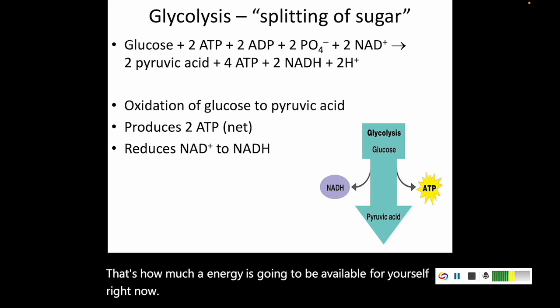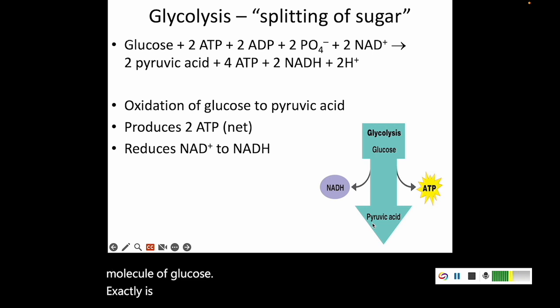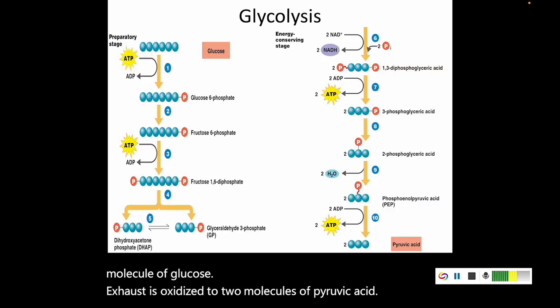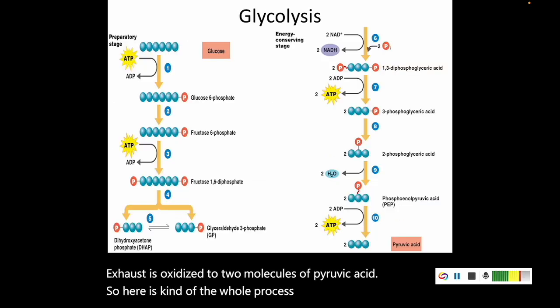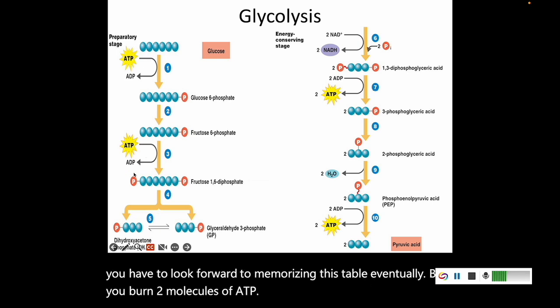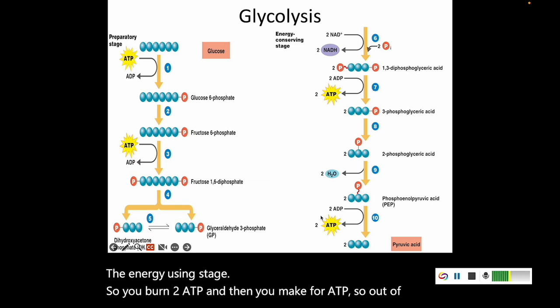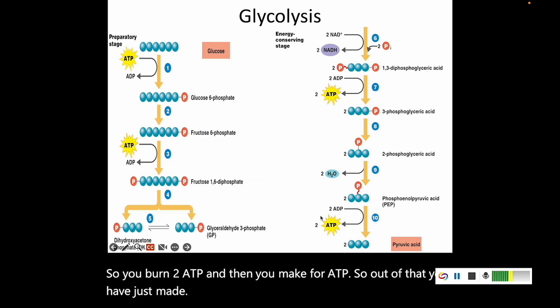Then the other important thing that happens in this step is 1 molecule of glucose is oxidized to 2 molecules of pyruvic acid. Okay, so here's kind of the whole process. If you are a biology major, you have to look forward to memorizing this table eventually. But you burn 2 molecules of ATP, the energy using stage. So you burn 2 ATP, and then you make 4 ATP. So out of that, you have just made 2 ATP net.